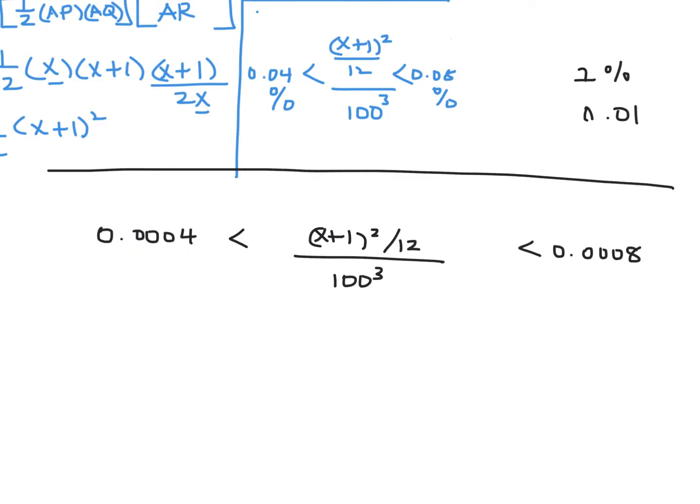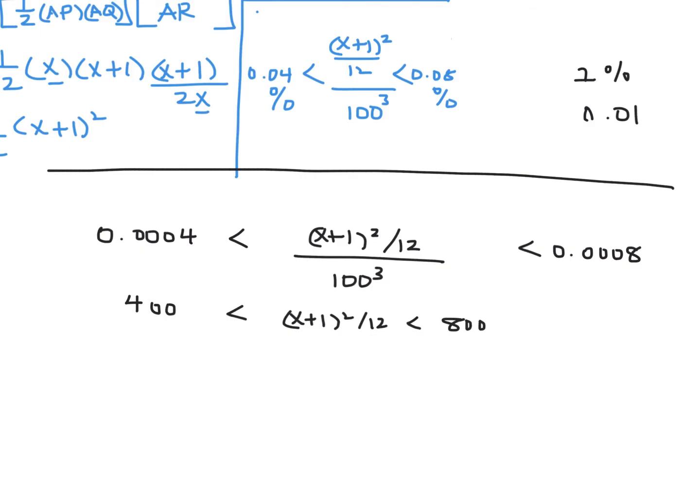Got it? Okay, so now let's multiply through everything by 100 to the power of 3. And when you do, on this side, you'll get 400. The 100 to the power of 3 here disappears because we multiplied through by it. And on this side, you get 800, I believe.